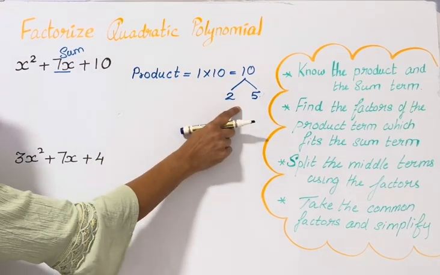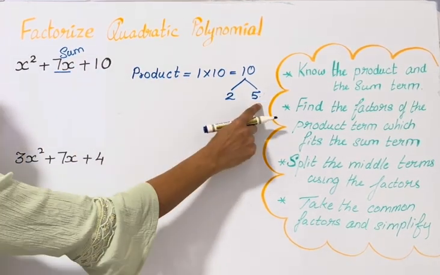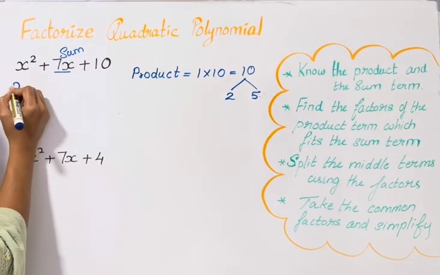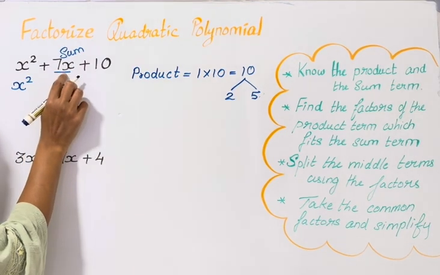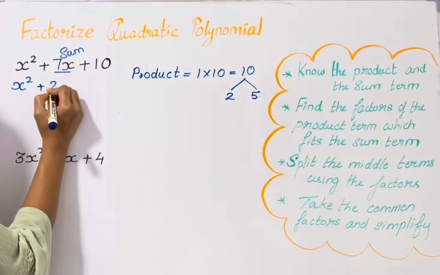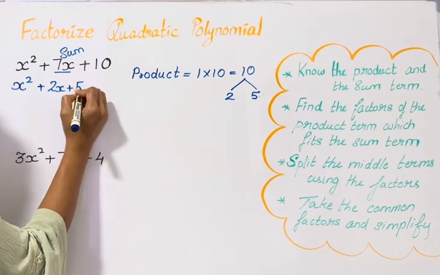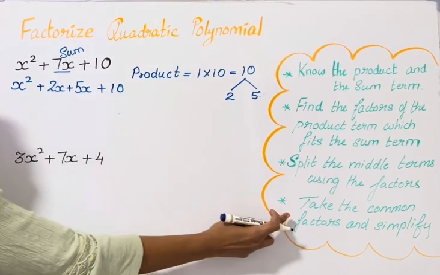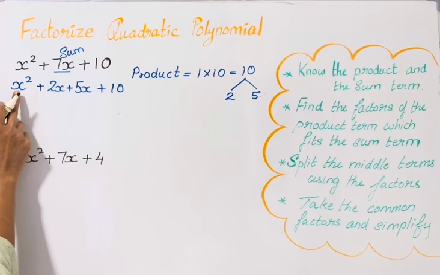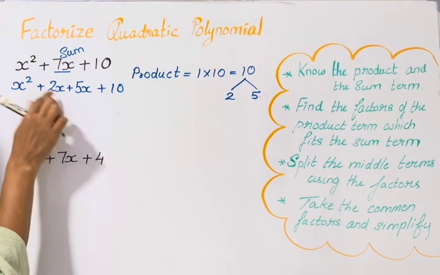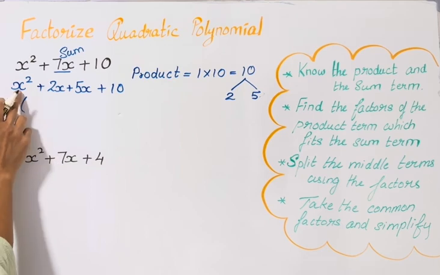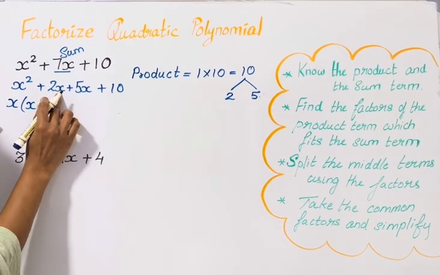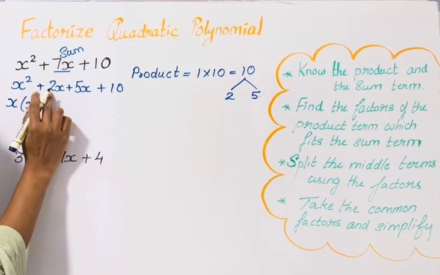Once you know the factors, split the middle term using these two factors. The x square remains the same. The middle term 7x can be written as 2x and 5x. And the constant term remains the same. Then take the common factors and simplify. The common factor in the first and second terms is x. After taking x out, we have x here, and in the second term, the leftover is 2.